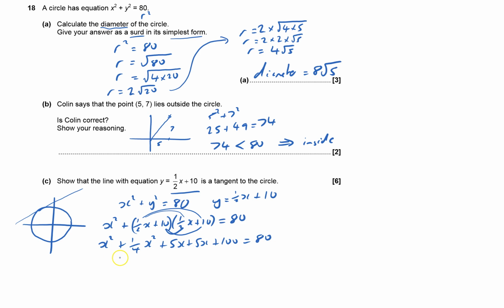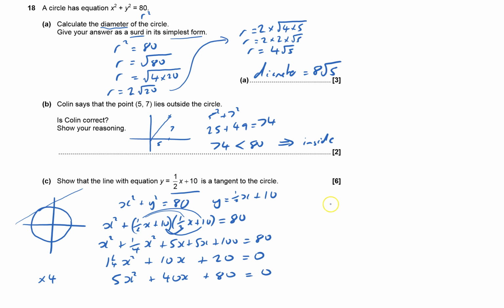Let's put it all together to start with. That's going to be 1 and a quarter x squared plus 10x, and taking away 80 from both sides, plus 20 equals 0, because whenever I have a quadratic, I always want it to equal 0. I don't like the 1 and a quarter, so I'm going to times everything through by 4. So 4 times 1 is 4, plus 4 times a quarter is 1, so that'll be 5x squared plus 40x plus 80 equals 0.